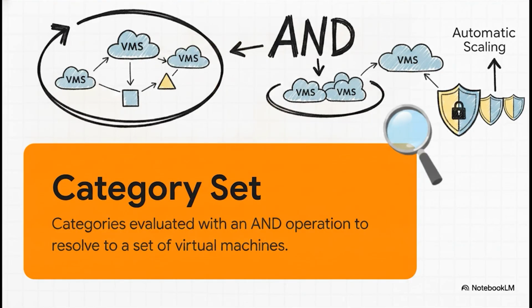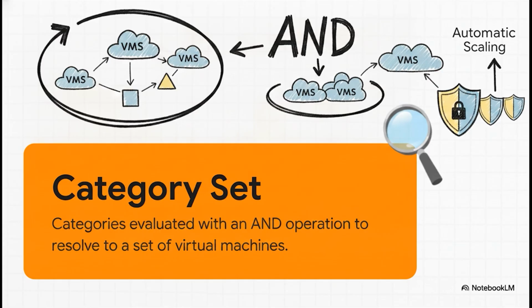So, how do we actually execute this zero trust model? Nutanix uses categories and category sets. Think of a category set like a giant logic puzzle. It's a collection of categories evaluated with a logical AND operation. This resolves to a specific set of virtual machines, or VMs, where all those categories are assigned.